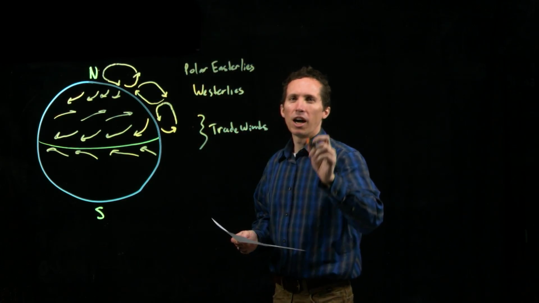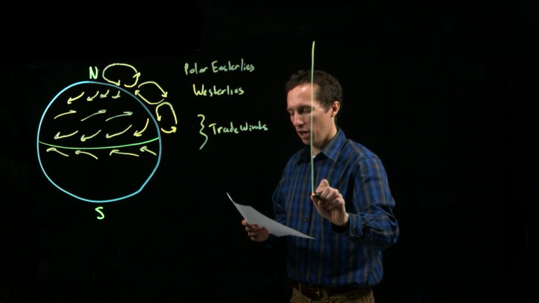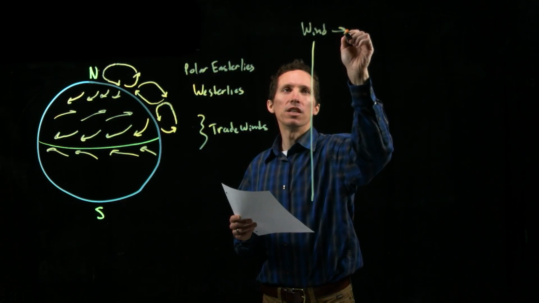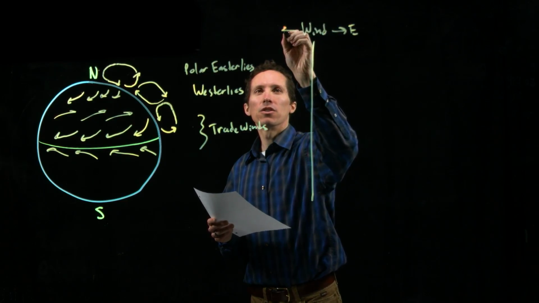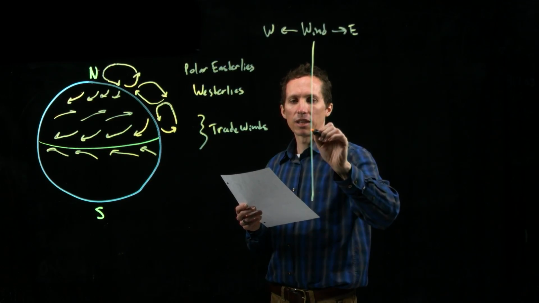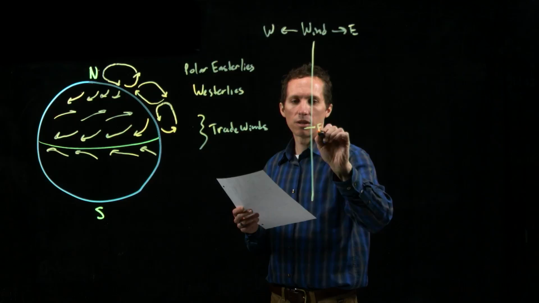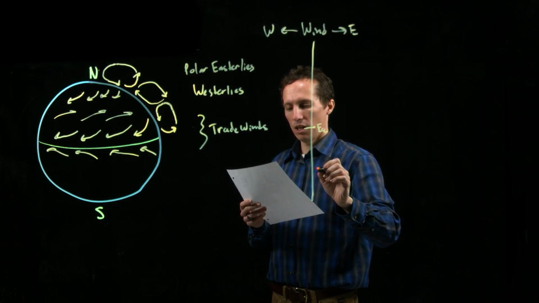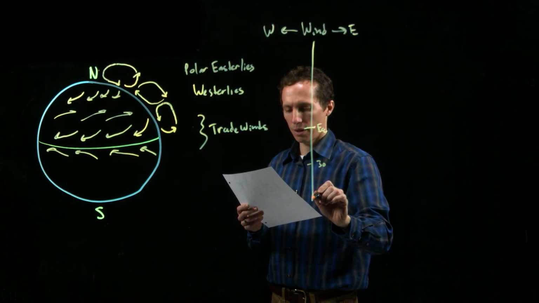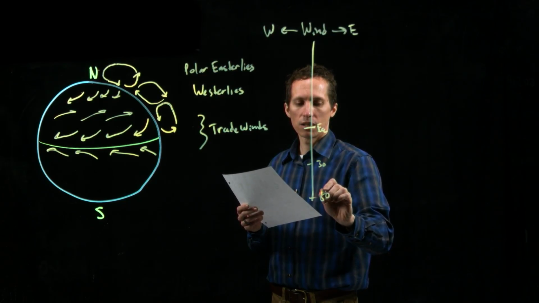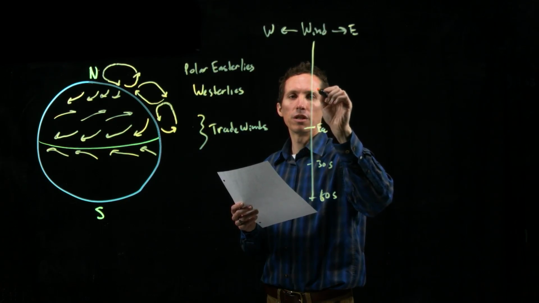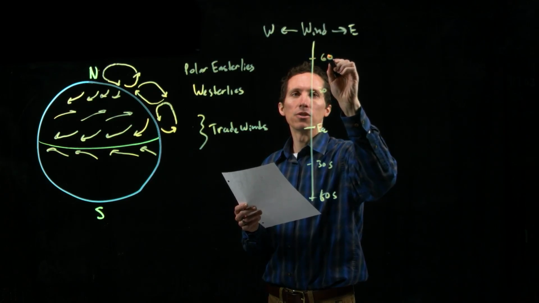If we look at the pattern as a function of latitude, and we say wind towards the east and wind towards the west, it looks something like this, when we've got the equator here, and we've got roughly 30 south and then 60 south, and similarly 30 and 60 north.